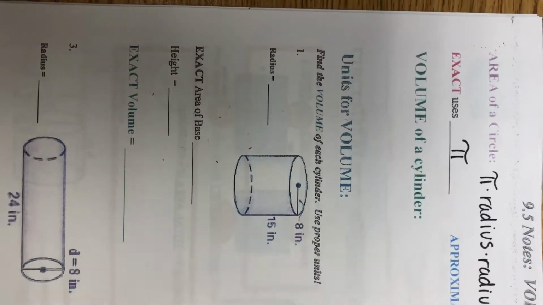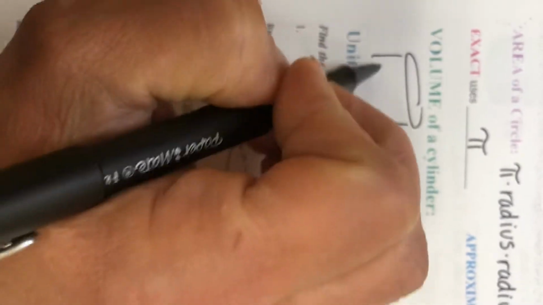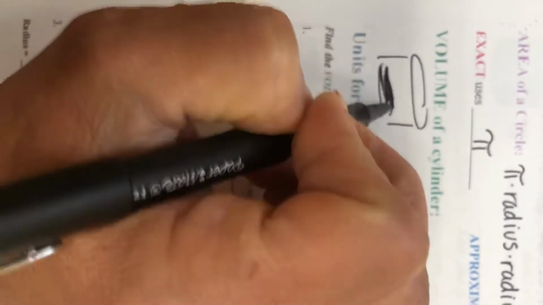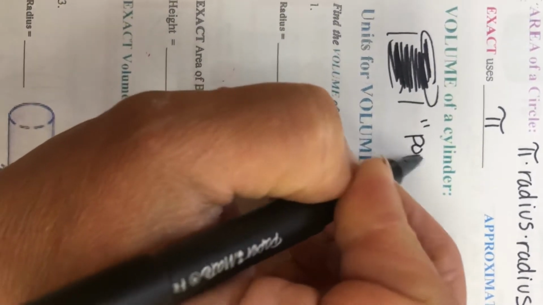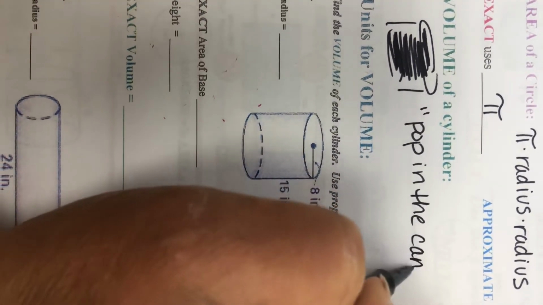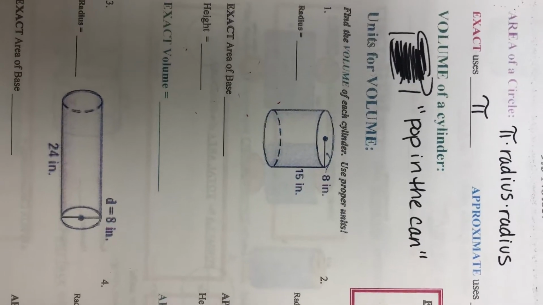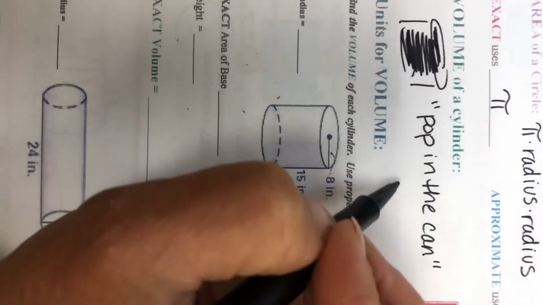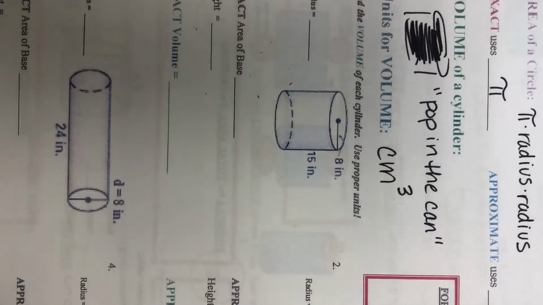Now we're going to talk about what volume is, and we know already that volume is an inside measure. You don't have to draw a picture, but the volume of a cylinder is essentially what I call the pop in the can. The amount of liquid that would fill a cylinder container. That's the volume of a cylinder. And just like before, volume always has cube units.